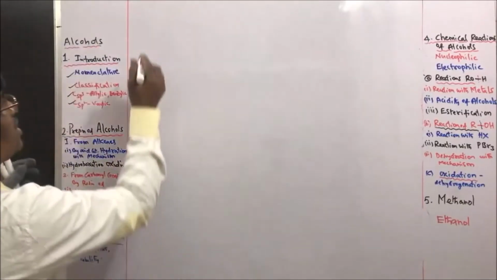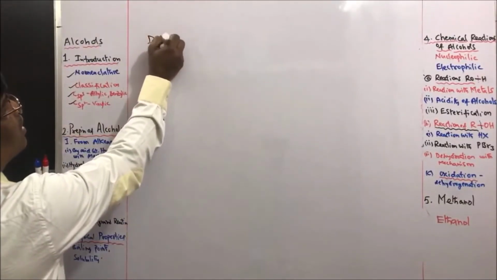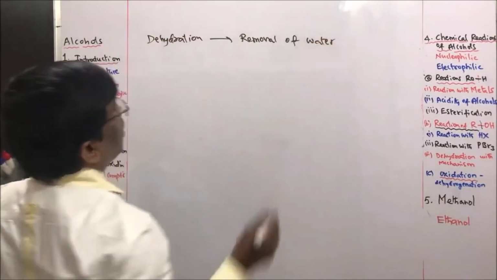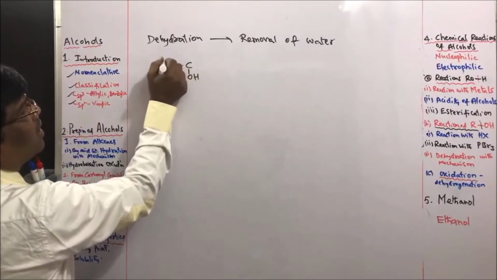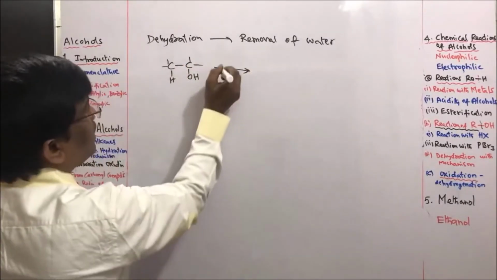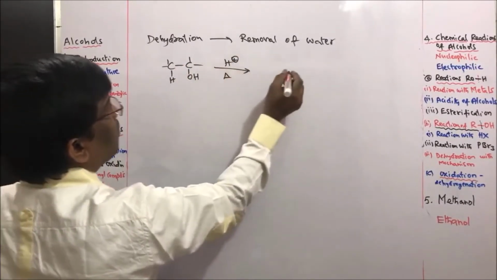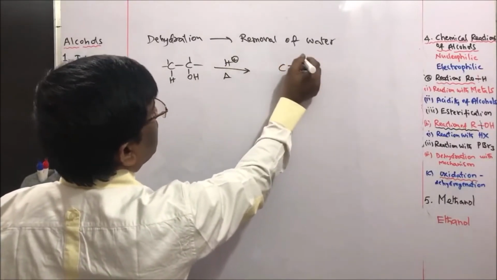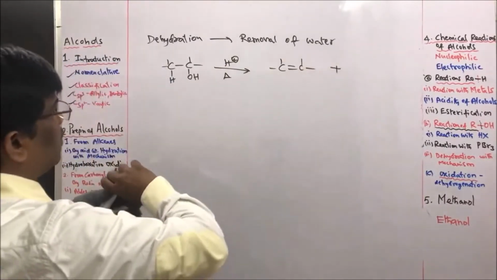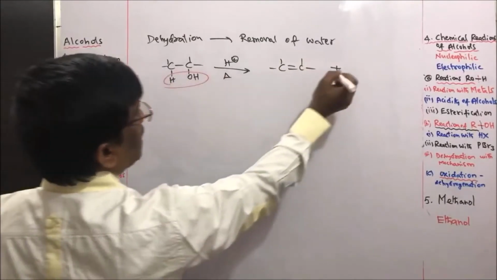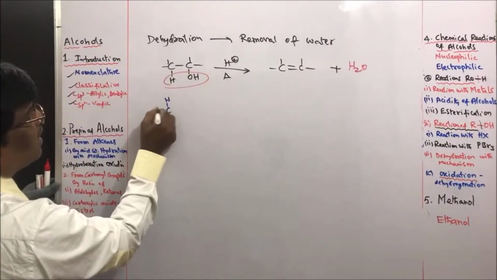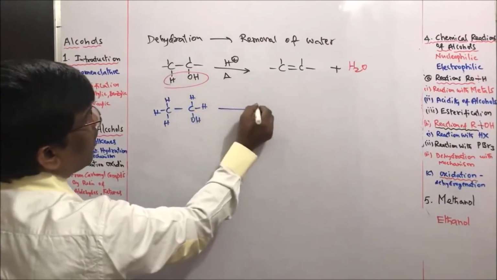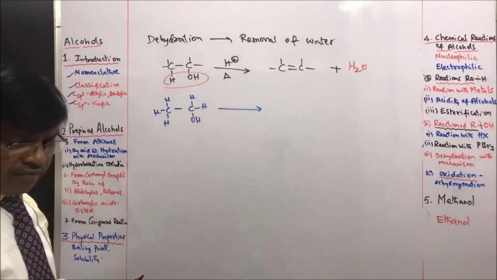dehydration of alcohols is nothing but removal of water from alcohols. So for example, if I take OH and hydrogen on adjacent carbons, upon heating with acid I am going to get an alkene, and water goes out, minus water. For example, let us write ethanol here. This is ethanol. It requires concentrated sulfuric acid.